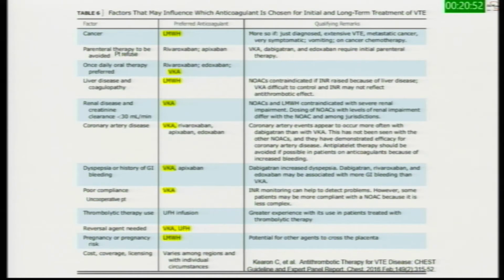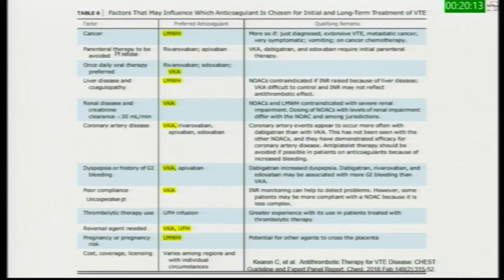Factors that may influence which anticoagulant is chosen for the initial and long-term treatment of VTE. In cancer patients, low molecular weight heparin is preferred. If we have a patient who refuses to take injections, you can use rivaroxaban or apixaban. If you want a patient to have one daily oral dose, because he is negligent and doesn't take the next dose, we prefer rivaroxaban, edoxaban, and vitamin K antagonists.